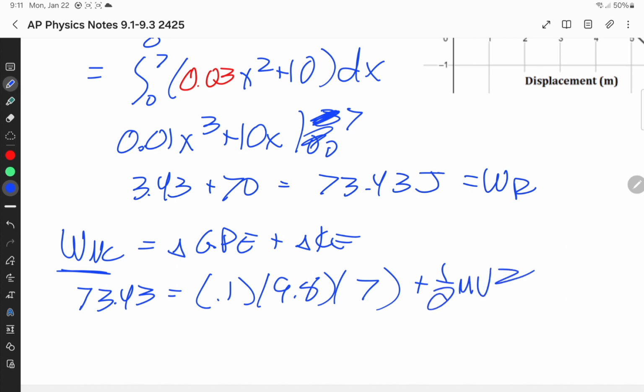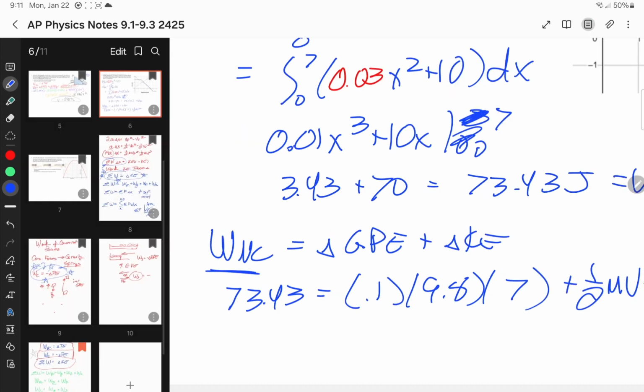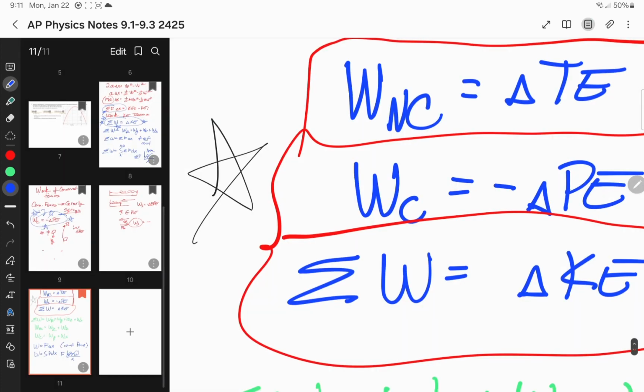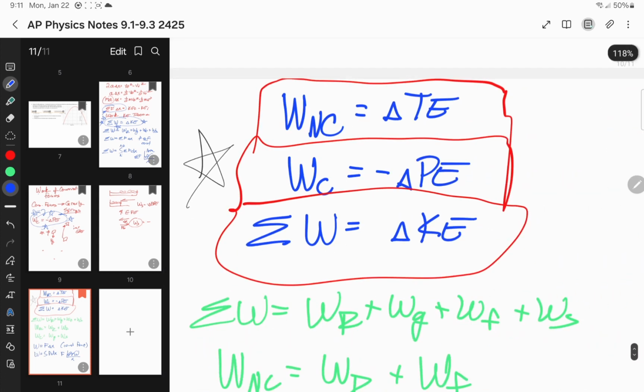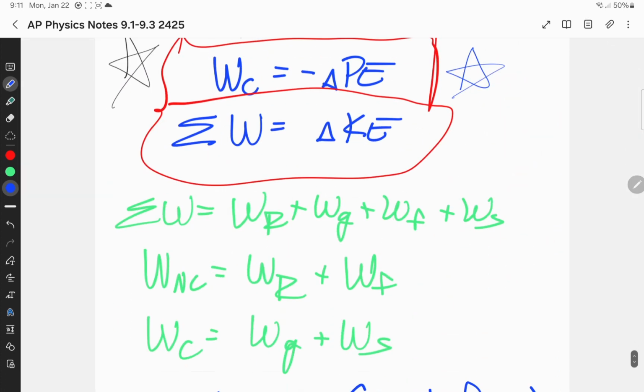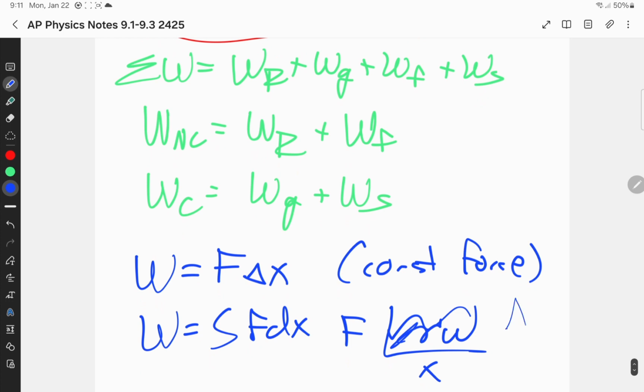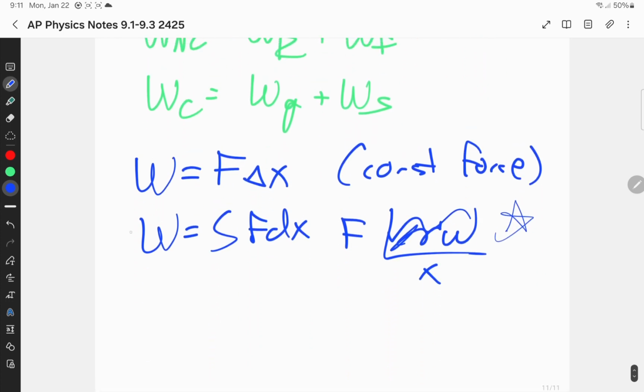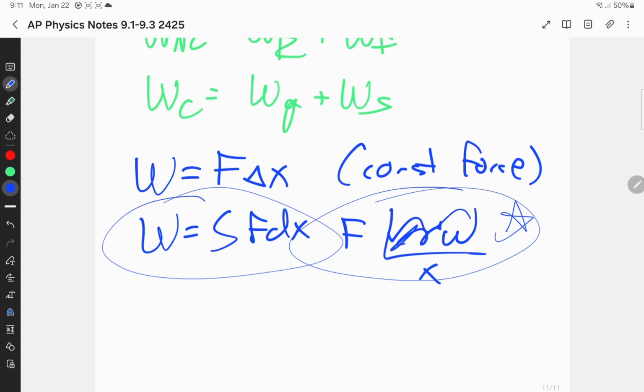All right? Okay, but this just kind of shows you how you can combine these equations with our different definitions of work, right? You know, whether you're taking an integral or finding the area under a graph or whatever. Okay? I think we got one last example here.